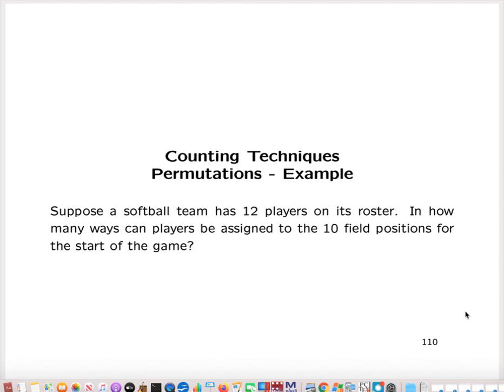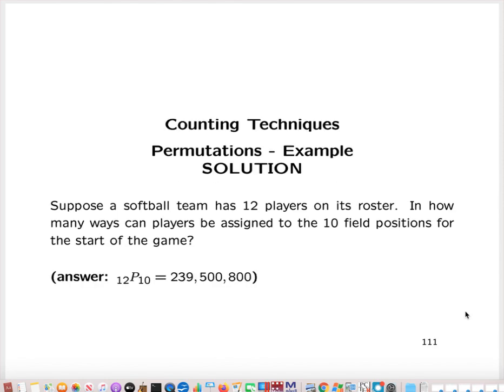Let's just suppose that we're not really interested in who's best at playing a particular position. What is the total number of ways that we could assign 10 people to the field positions when we've got 12 people to choose from? Well, that's going to be 12 permute 10. It's an arrangement. We can think of listing out the positions.